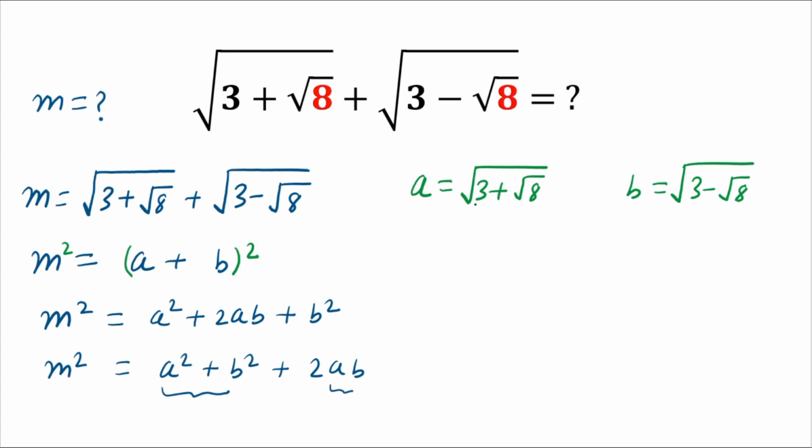Here a is equal to square root of 3 plus square root of 8. If we take the square on both sides, then the value of a square is equal to 3 plus square root of 8. And b is equal to square root of 3 minus square root of 8. Taking the square on both sides, b square is equal to 3 minus square root of 8.